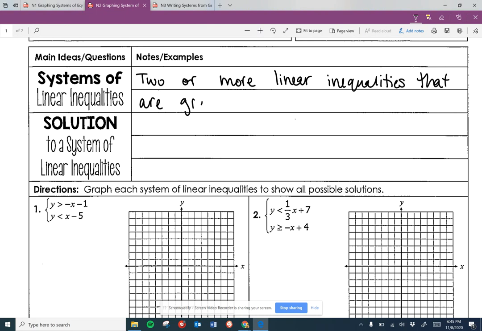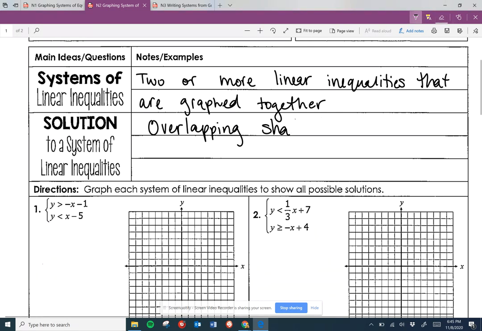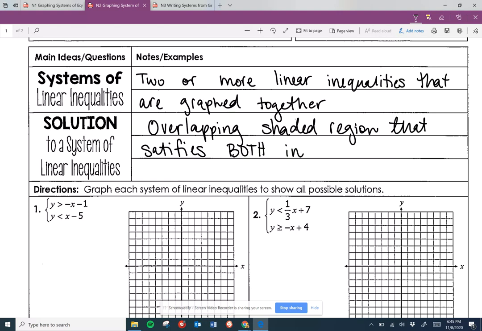The solution of a regular inequality is the shaded region. And so if you have a system of inequalities, the solution is the overlapping shaded region. Oh, sorry, shaded only has one D. That satisfies both inequalities. So it has to satisfy both. So it's the area that is shaded in both inequalities.